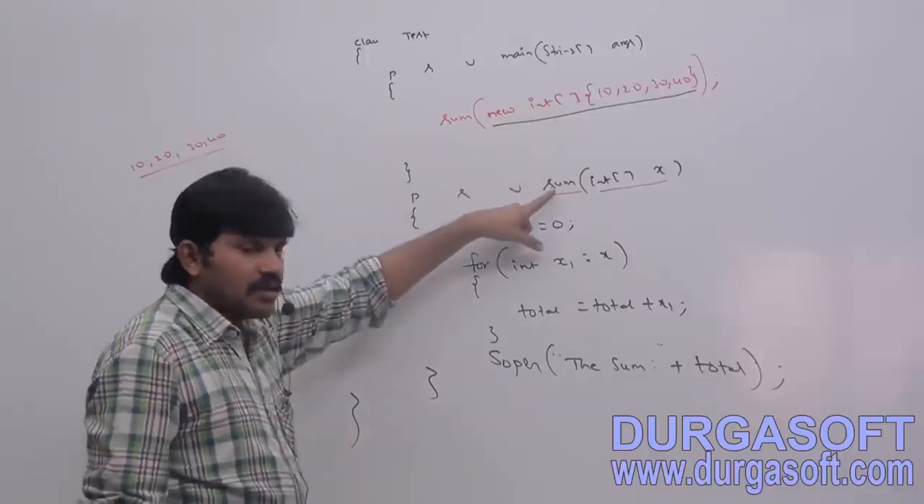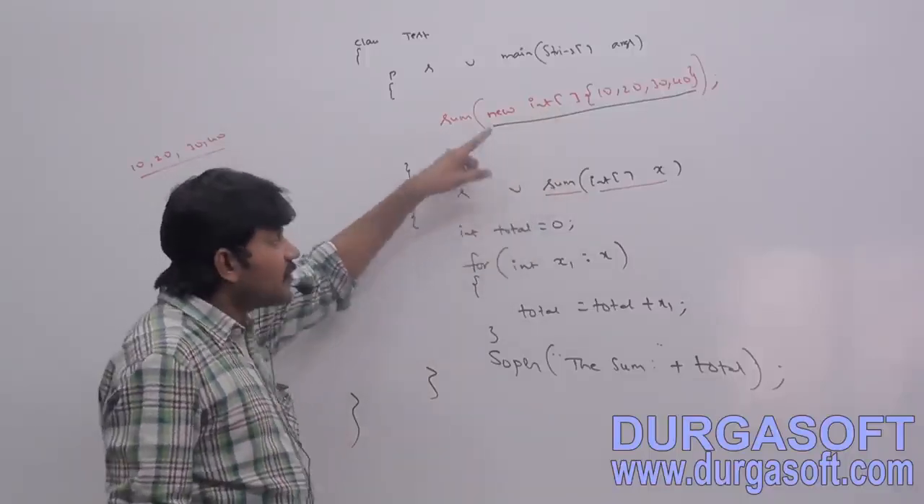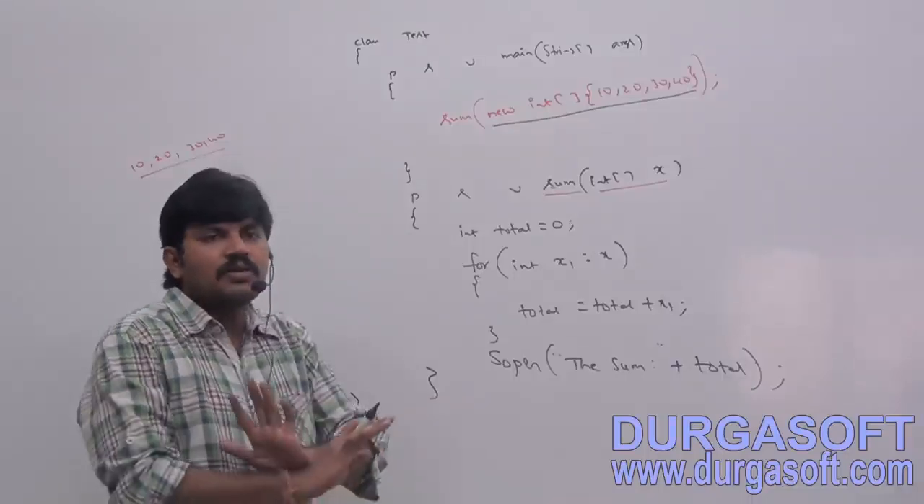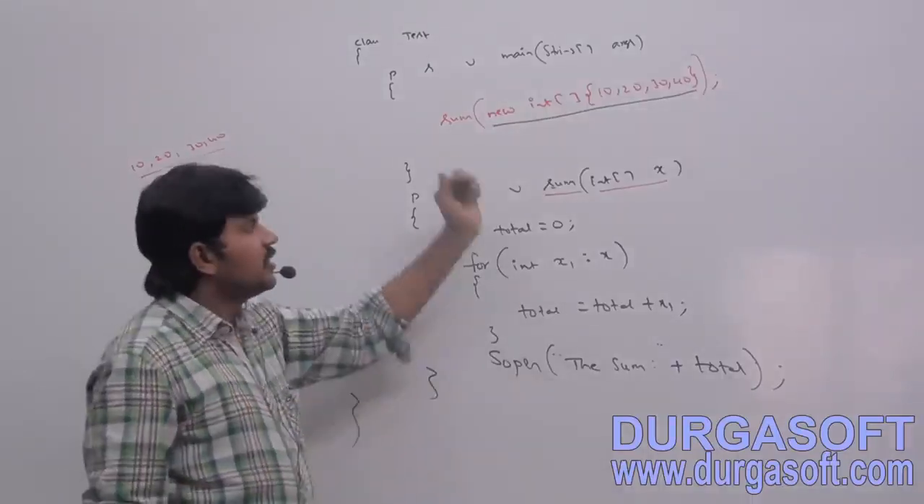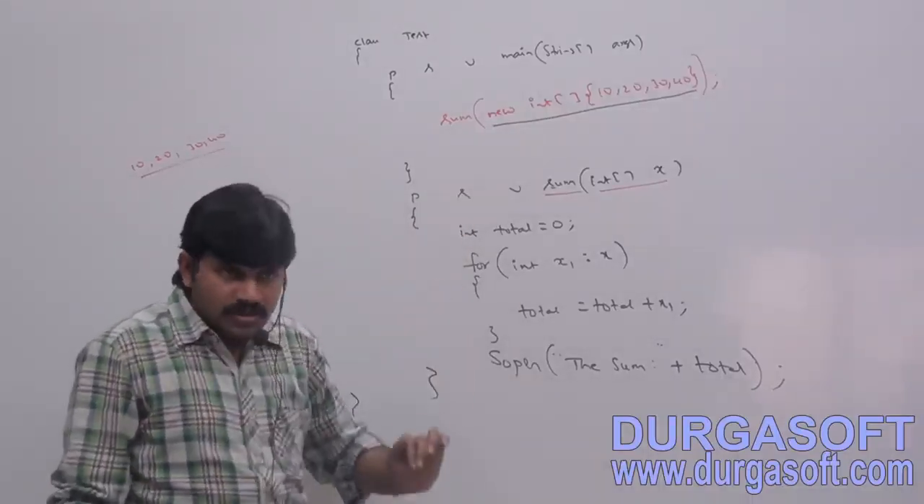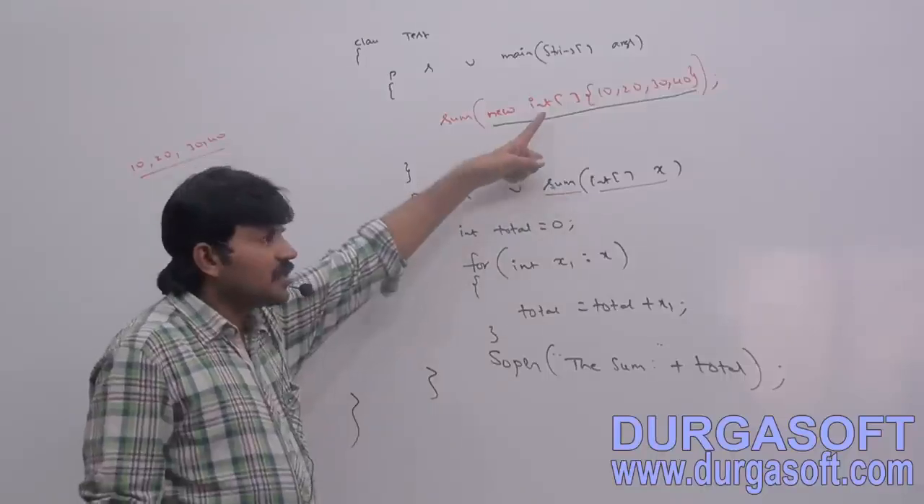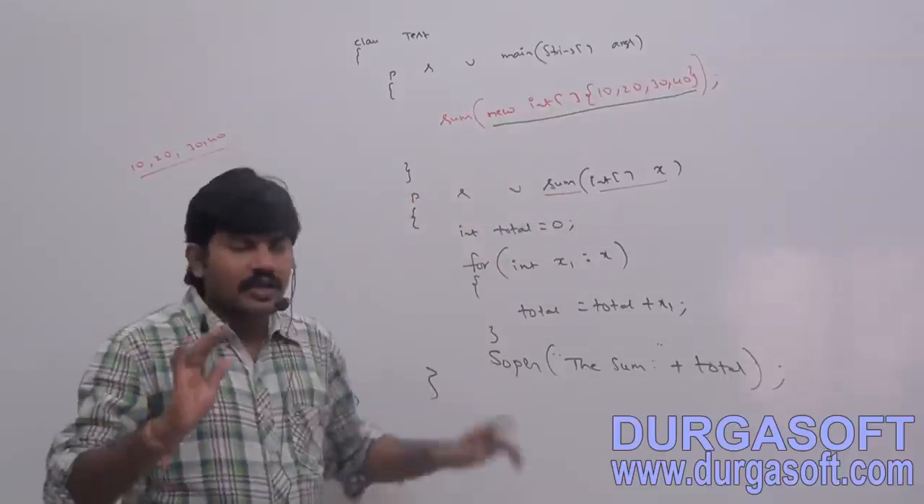Just to call the sum method, we require an array. But after completing the sum method call, we are not using that array anymore. Just for this one time usage purpose, the created array is by default considered an anonymous array. Now I have one doubt.